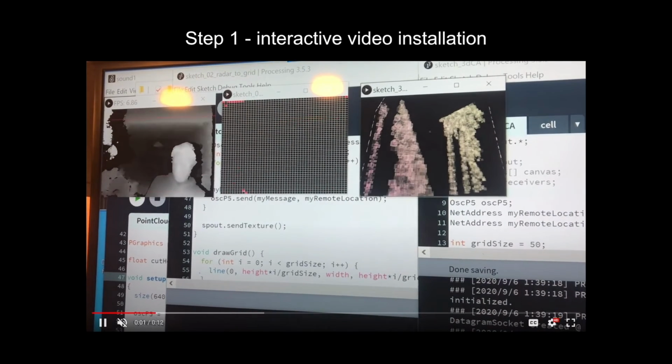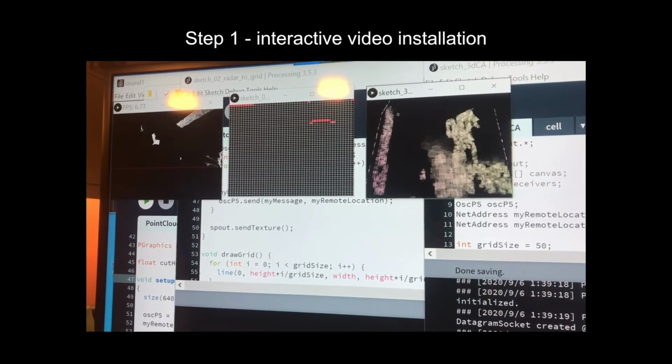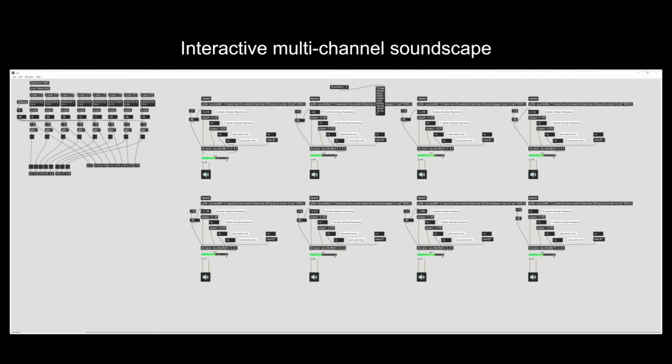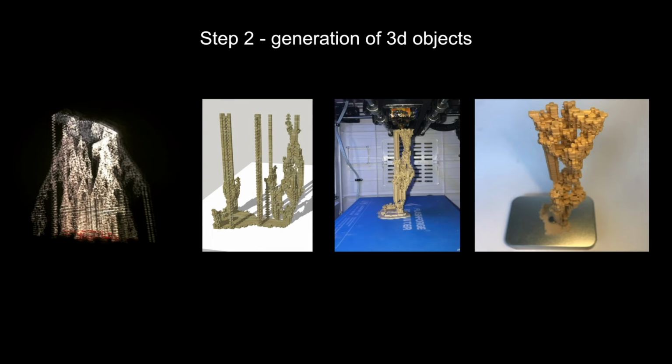This is an early version of the code, and it's creating visuals from an OSC stream that is based on depth images coming from the sensor. I made a Max patch that listens to a different set of OSC messages and generates 8 different audio channels for the soundscape. The image on the left is a screenshot of the working installation. The next one is a 3D model made on SketchUp using Ruby code, followed by the printing process and one of the final pieces.